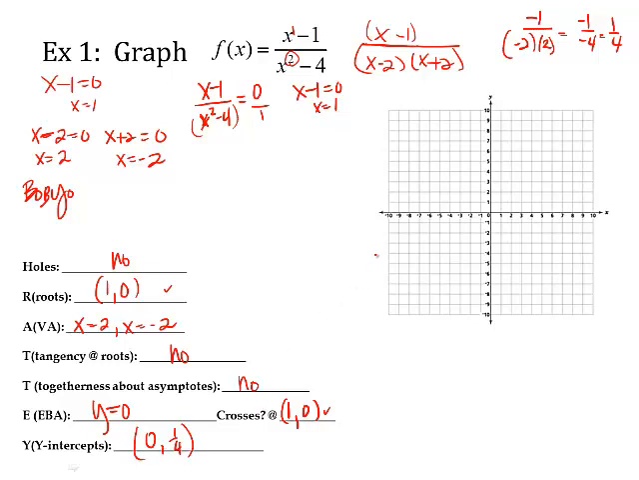All right, now we can graph this. I have a root at 1. I have a vertical asymptote at negative 2.